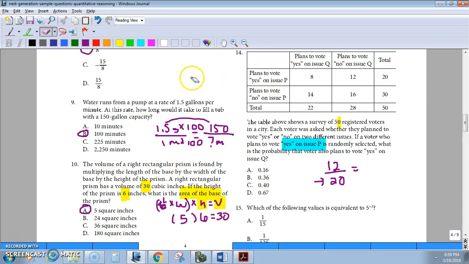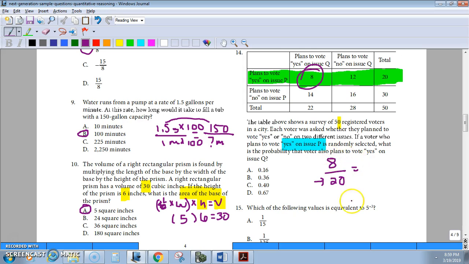All of that highlighting was right, by the way. I just wanted to re-explain this to you. Okay, 20 is the total number of people I'm looking at. I am only pulling from this group of people. I'm only looking at these people. Okay, that's the first part of the sentence. Of the green people, how many also plan to vote yes on Q? That's 8, right? So it's going to be 8 out of the total number, which is 20.